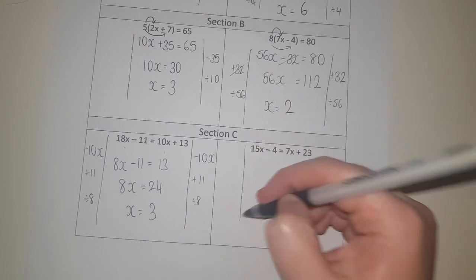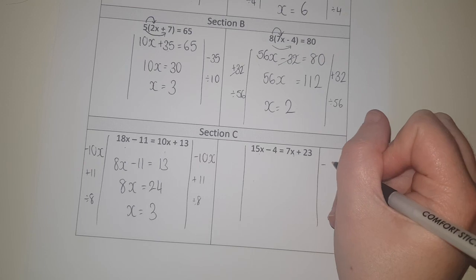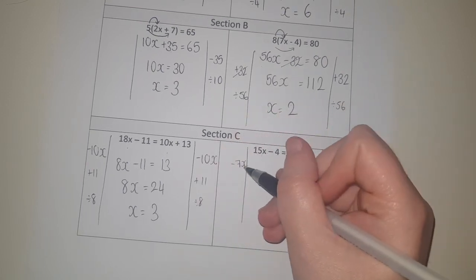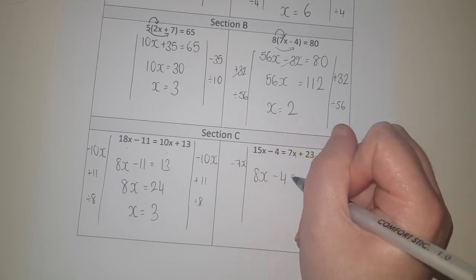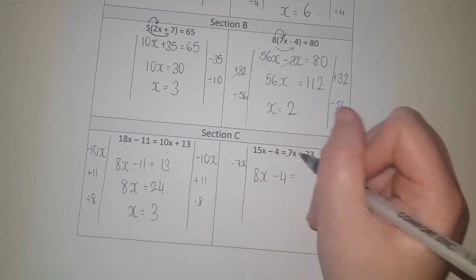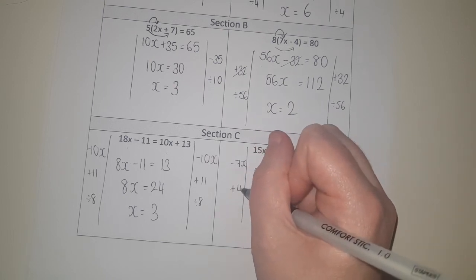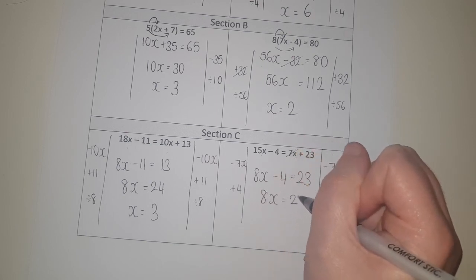Right, from there, on the next one, 7x is smaller than 15x, so we're going to subtract 7x from both sides. 15x subtract 7x leaves me with 8x. I've still got the minus 4. And on this side, if I got rid of the 7x, I've just got 23 left. What we're then going to do is add 4 to both sides. So I get 8x equals 27.